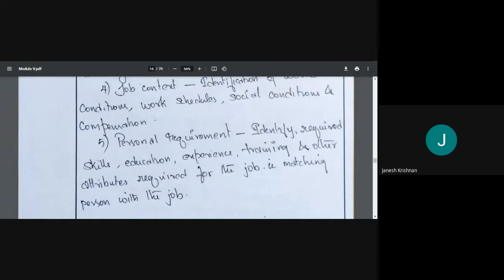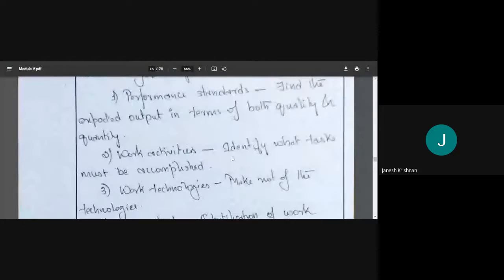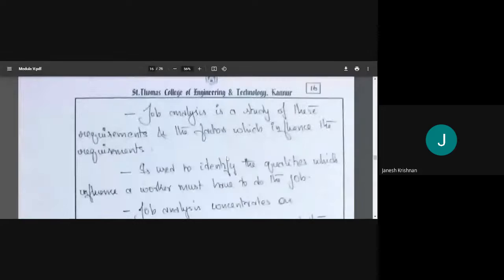The first step in matching a person with the job is job analysis. What is job analysis? Job analysis means it's the study of the requirements of the job and the factors which influence the requirements. So every single job will have certain requirements which the workers must comply to, right? So job analysis means we are studying the requirements and the factors that affect or influence these requirements. These two things are studied in job analysis.